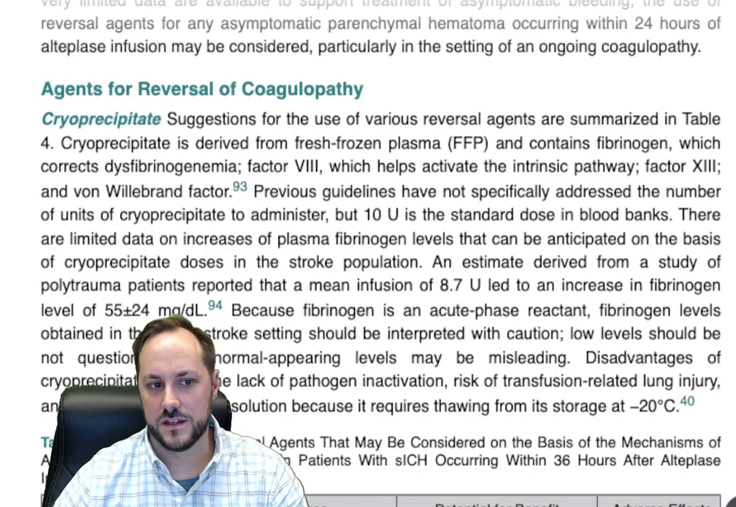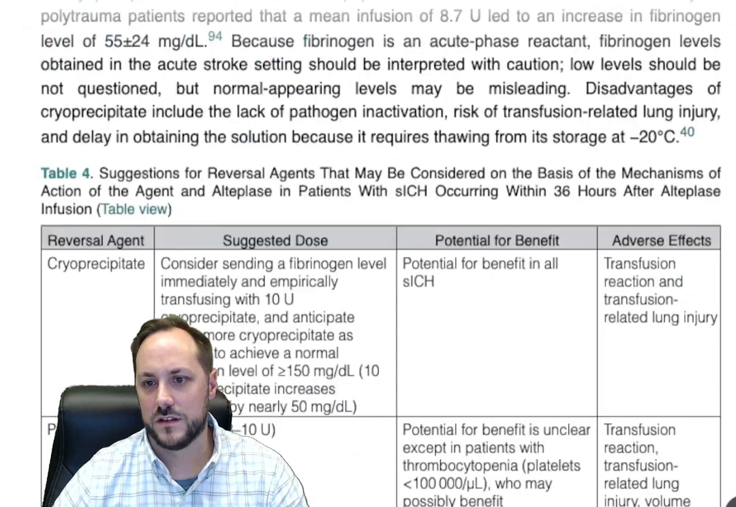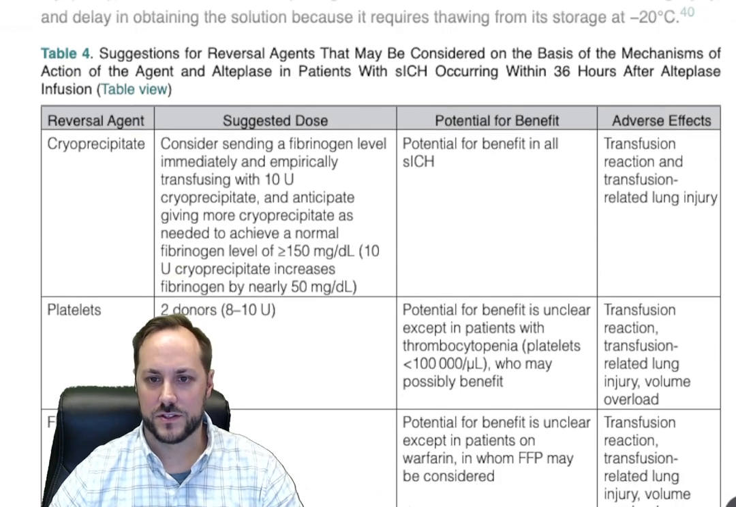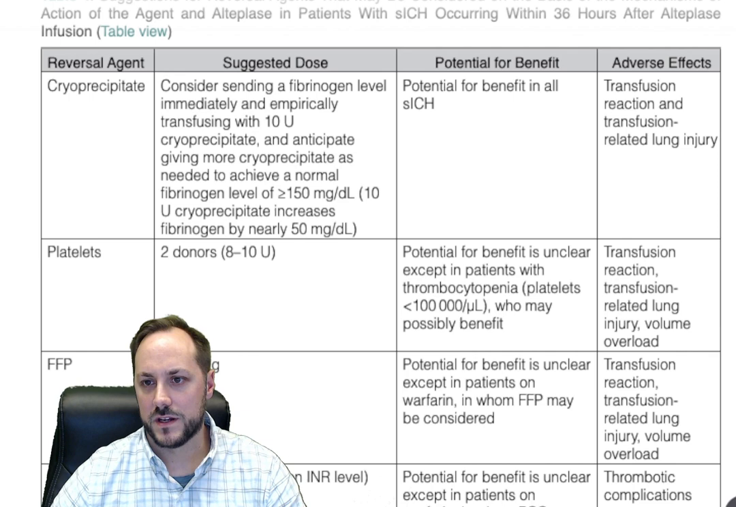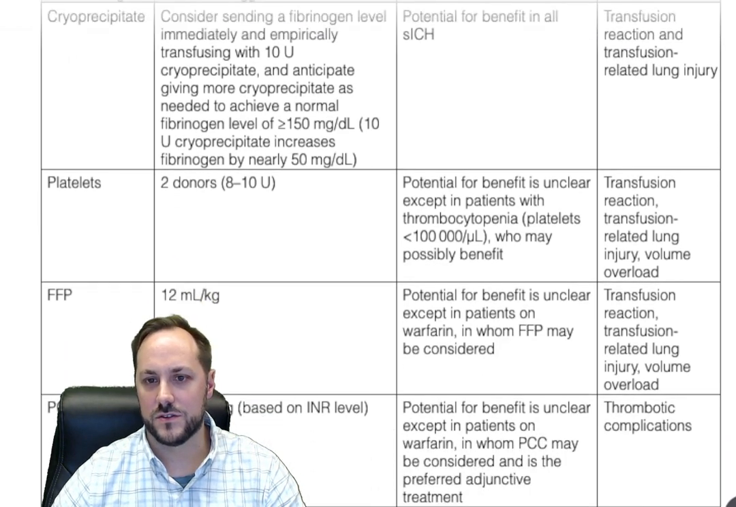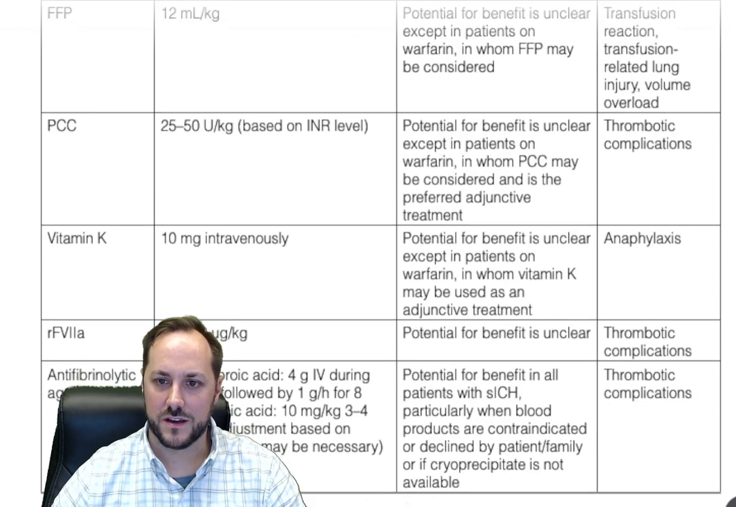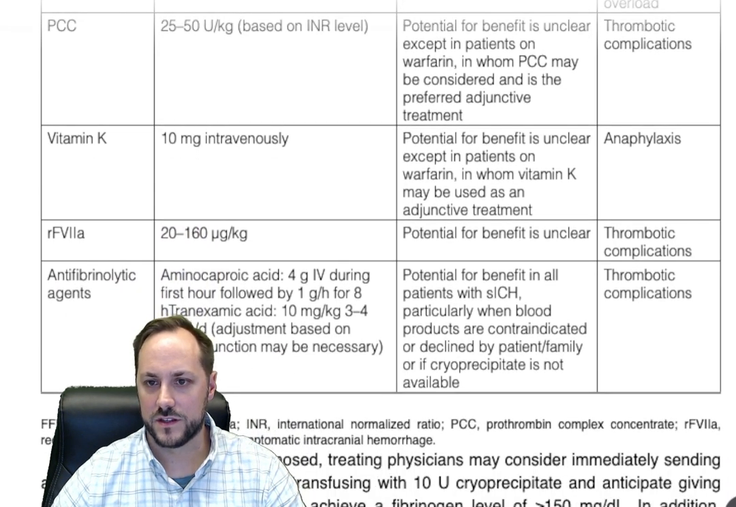And the agents for reversal would be number 1, cryoprecipitate, because it contains fibrinogen, and there's a potential benefit in all the patients. Now, these other ones like platelets are really for somebody with low platelets, whom we typically aren't giving tenecteplase to. Same thing with FFP, PCCs and vitamin K. We're not really giving tenecteplase to patients that are on anticoagulants to begin with.